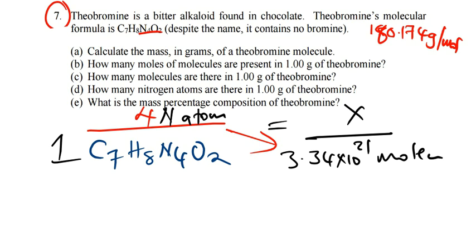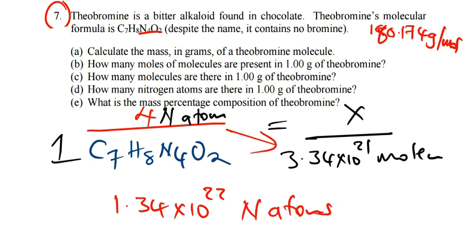I'm getting 1.34 times 10 to the power 22 nitrogen atoms present in the 1 gram of theobromine. Previously we determined the number of molecules. Now we've determined the number of atoms in that gram of molecules. Previously we determined the number of moles, which helped us determine the number of molecules.